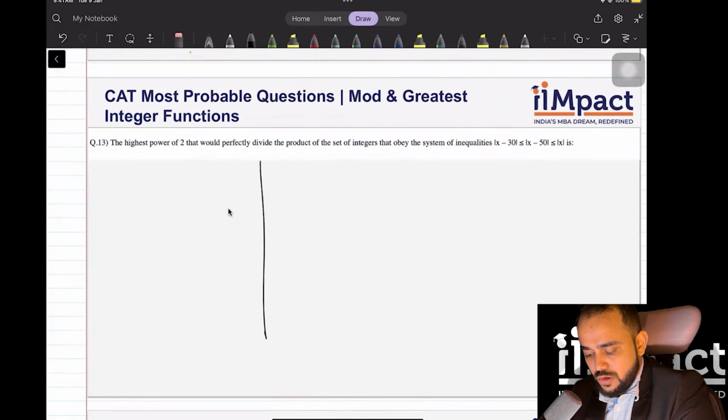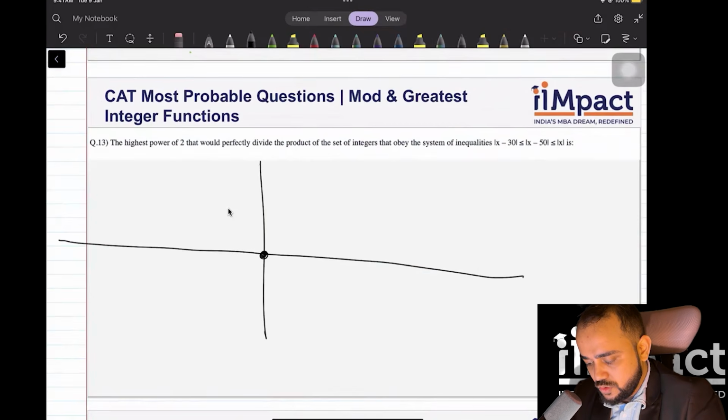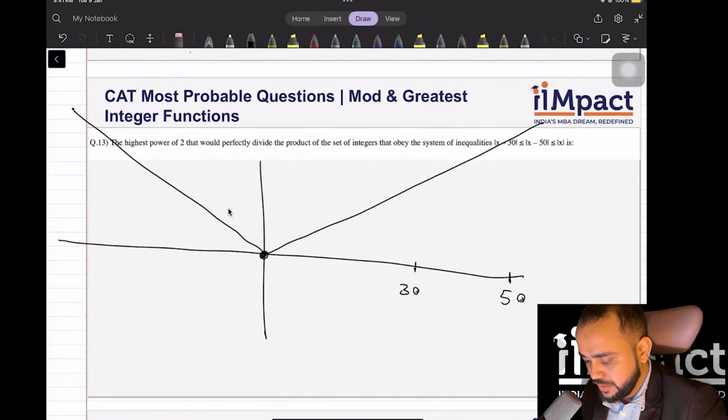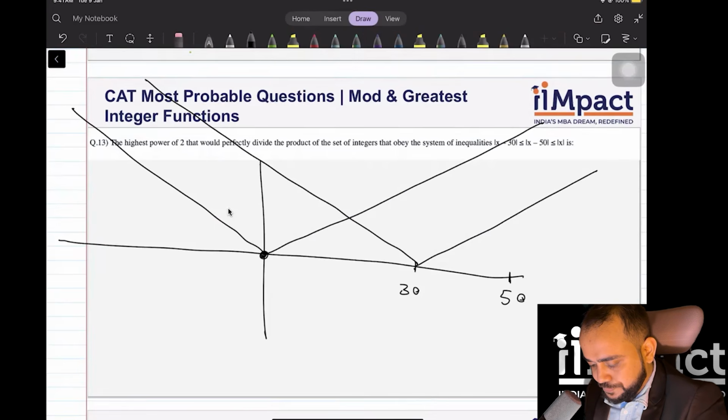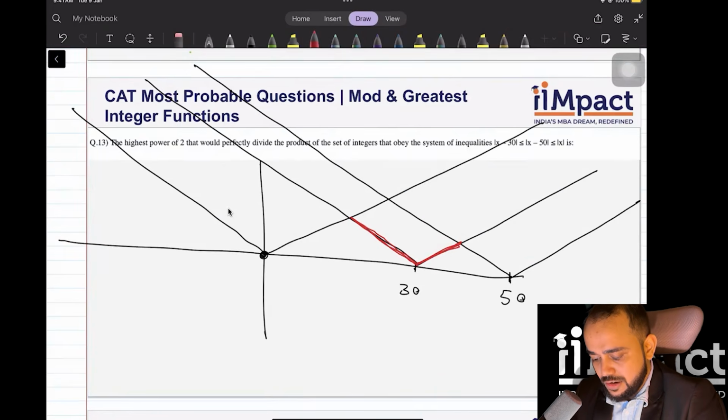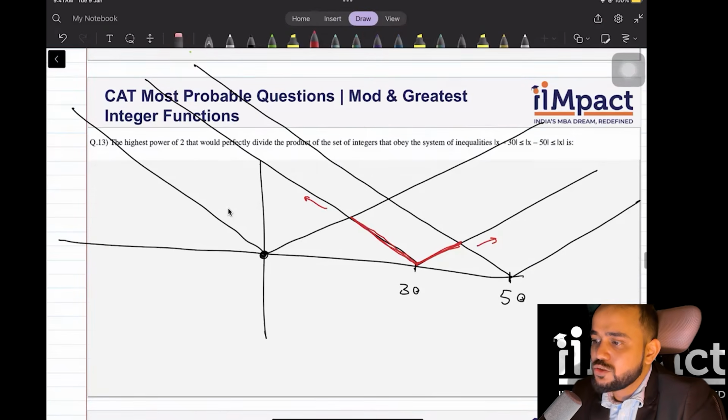So, what we are going to do is draw the graph. I have x is equal to 0, I have x is equal to 30, and I have x is equal to 50. The graph of mod x is going to be something like this. The graph of mod x minus 30 is going to be something like this. And the graph of mod x minus 50 is going to be something like this. Now, I want mod x minus 30 to be, at the lowest, below both mod x and mod x minus 50. So, this is the section that I am interested in, because apart from this, on this section or this section, mod x minus 30 is not the lowest.